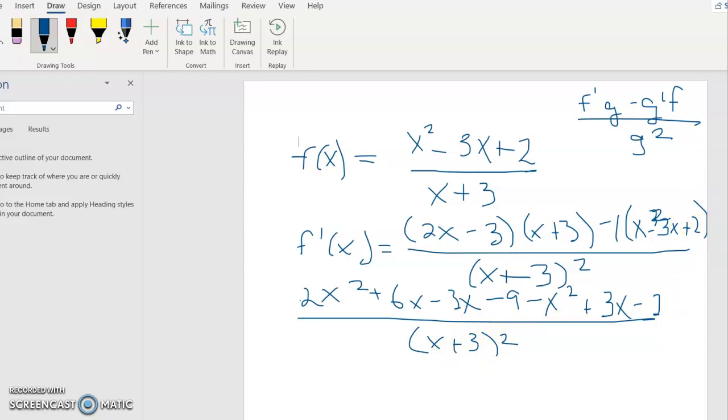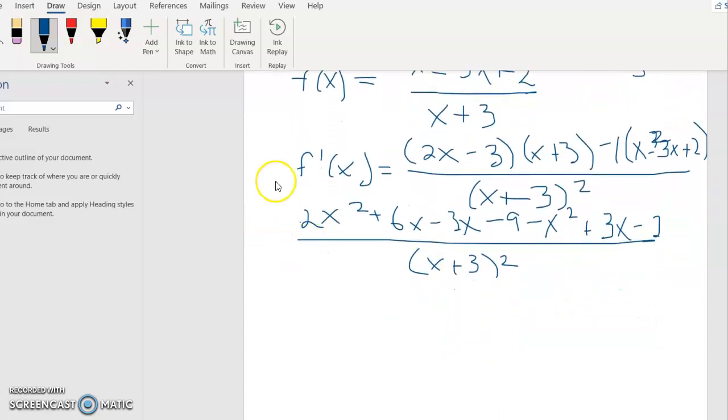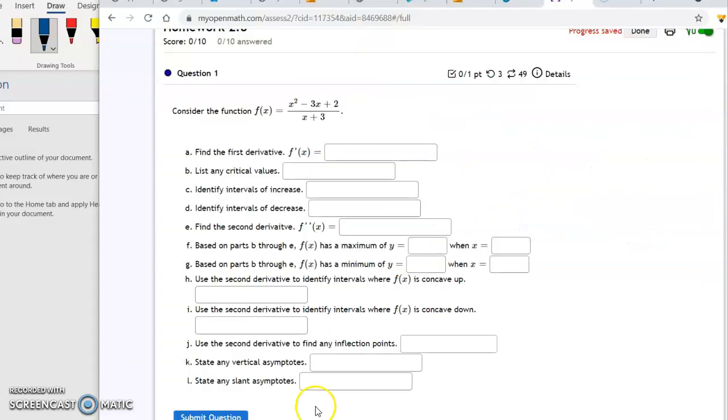And let's add like terms on top here. All right, so 2x squared and negative x squared is going to leave us with an x squared. 6x and negative 3x is 3x, plus this 3x over here is 6x. And then negative 9 and negative 2 is negative 11. And then x plus 3 squared on the bottom. All right, now we got our first derivative, and I believe that was what our first item asked for back here. So we're going to enter that right there.